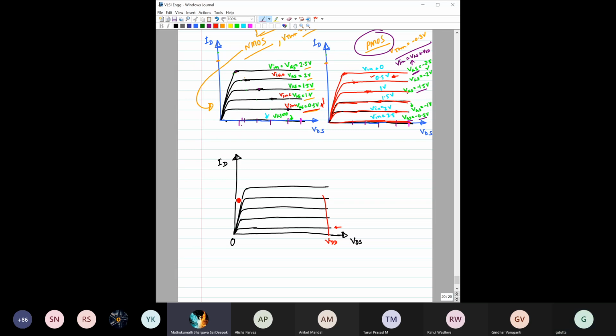Sir, you can draw each V in with a different color. Okay, let me choose red for this. That is a good idea. So as you have suggested, this is V in equal to 0.5 volt, right? Before I go to 1 volt, here it is this for V in equal to 0.5 for PMOS, and for NMOS, this is the characteristics.